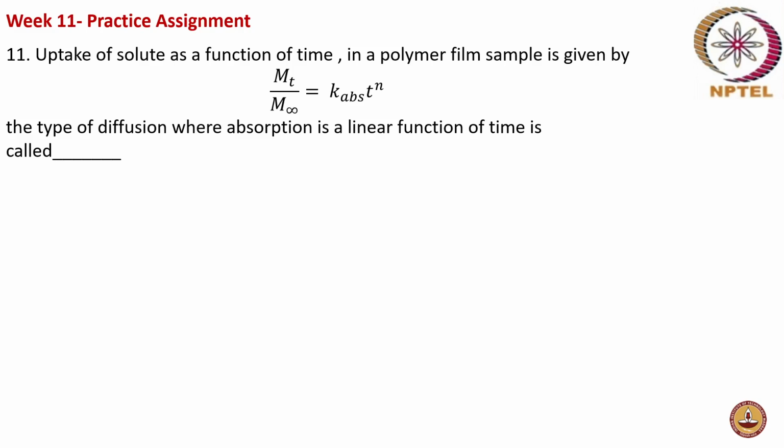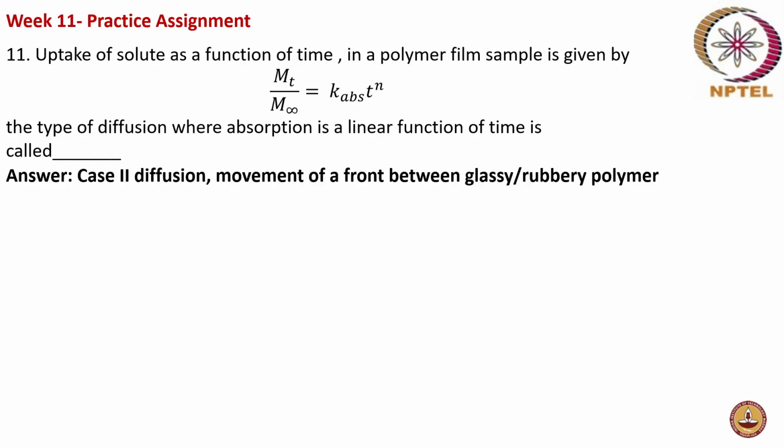In what type of diffusion is there a linear relationship with time? The given equation is a power law kind of equation. So in order to have a linear relation, the n value should be equal to 1. So what type of diffusion happens when it is a power law with n equal to 1? It is actually case 2 diffusion. That is, it is a movement of front between glassy and rubbery polymer.